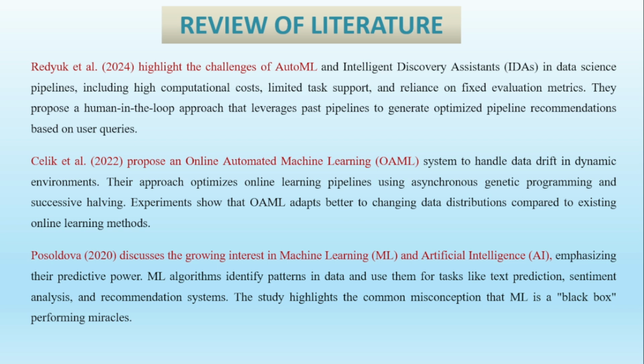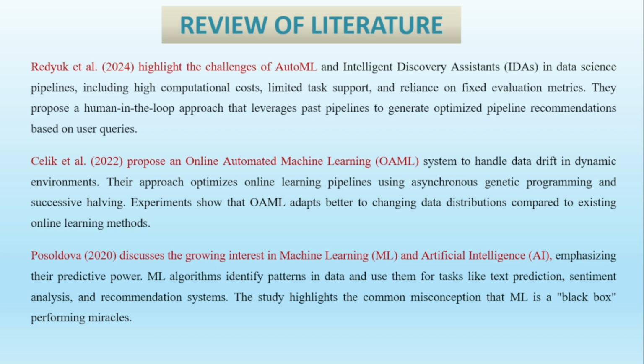Main issue in this research: high computational cost. AutoML requires a lot of computing power, making it expensive. Limited task support: some tasks cannot be fully automated. Fixed evaluation metrics: AutoML relies on preset performance measures, which may not always be suitable. Now, the proposed solution in that particular research paper is a human-in-the-loop approach, where past machine learning pipelines are used to recommend optimized solutions based on user query.